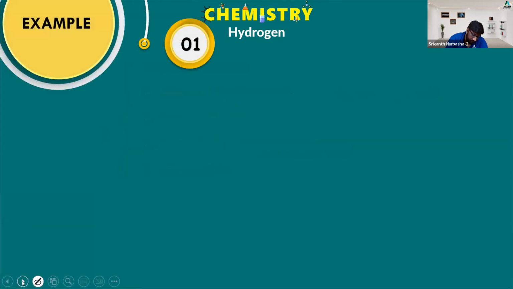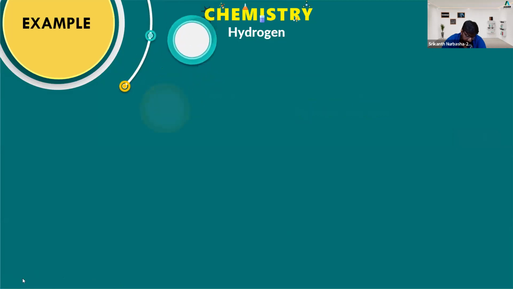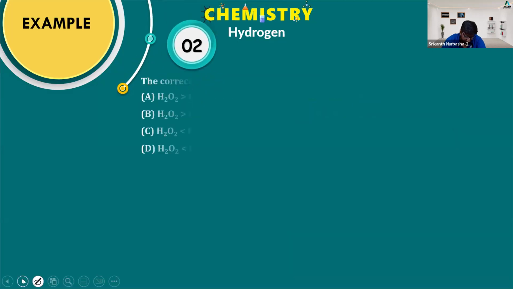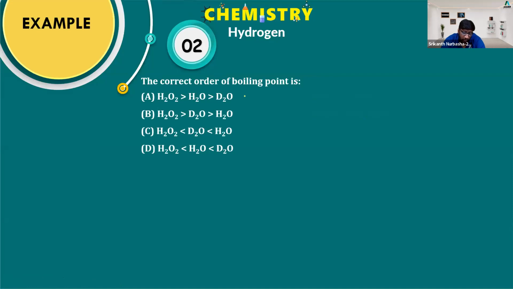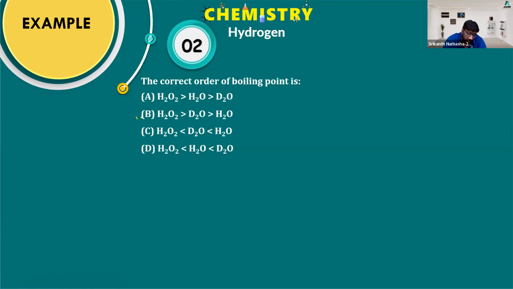Try to solve this question. H2O2 is not used as an oxidant, reductant, bleaching agent, antiseptic, dehydrating agent. It is not used as a dehydrating agent. That is the right option. The correct order of boiling point is H2O2 greater than D2O, then H2O. This is the right option.